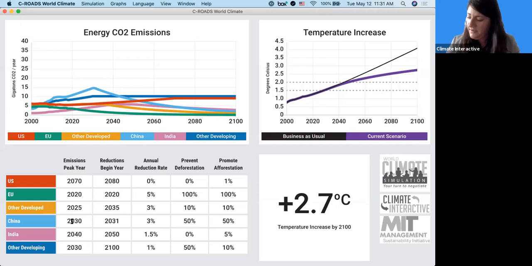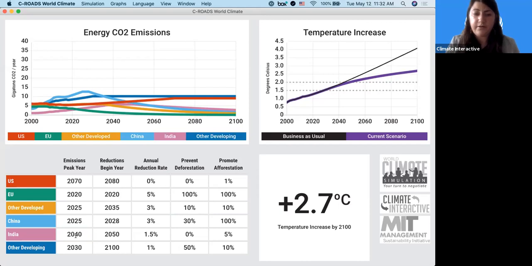Next, we have China. We did see some improvements from the China group. So we see them peaking their emissions at 2025. So we see that light blue line start to decrease. We see 2028 for those reductions to start, keeping their reduction rate the same. So we see some temperature change here as well. And we see the increase in afforestation to 100%. And their deforestation down to 30%.